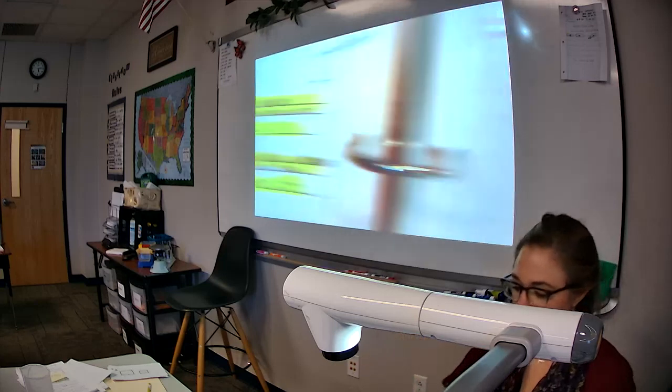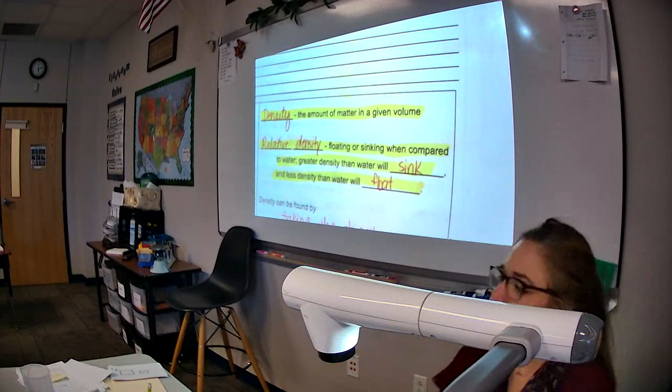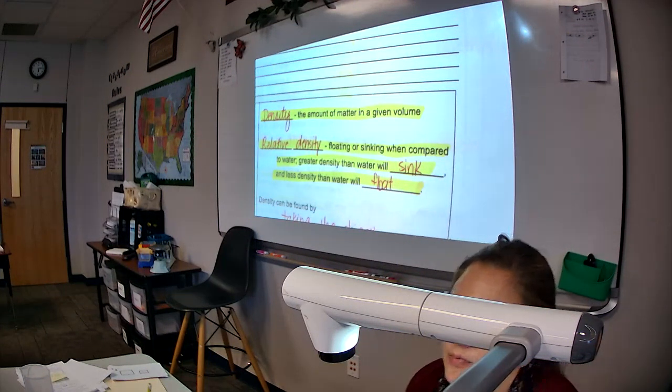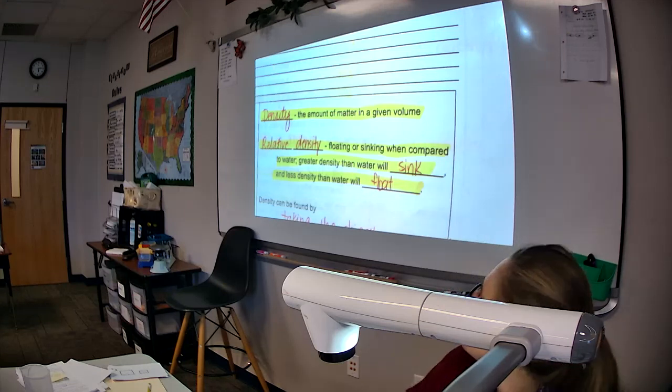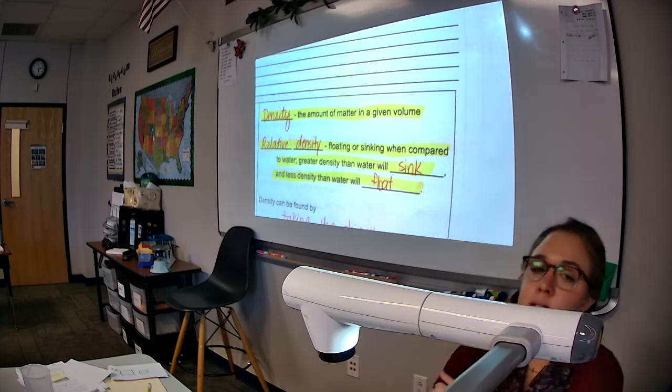Okay? Alright, notes number 3. Highlight the first two. Density, the amount of matter in a given volume, and relative density. Floating or sinking when compared to water. Greater density than water will sink.